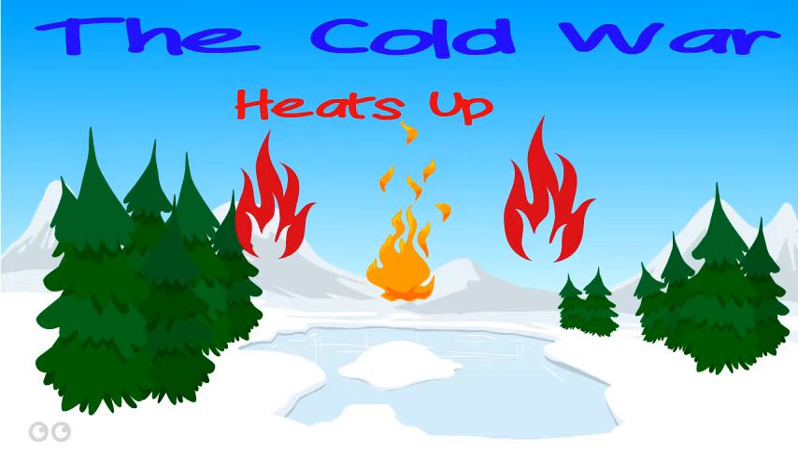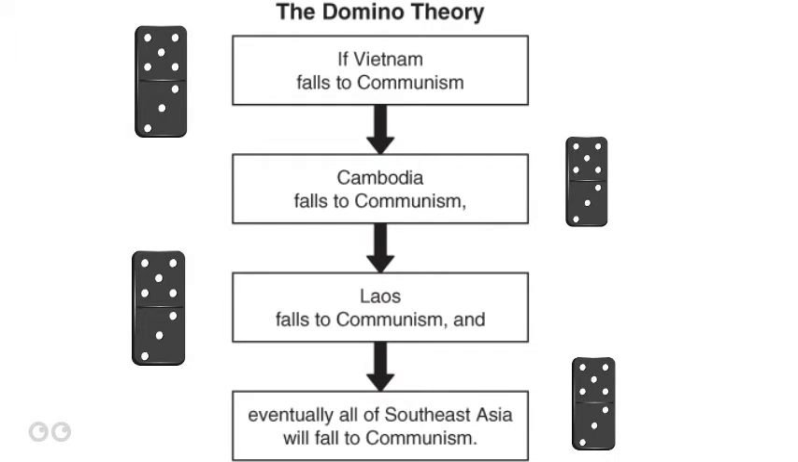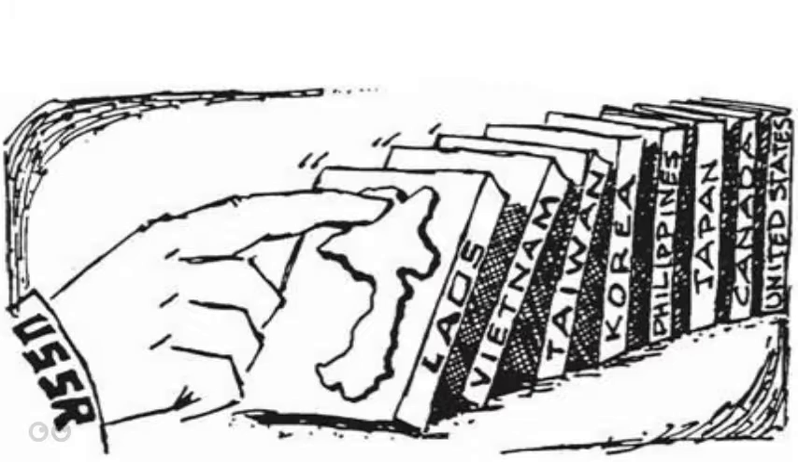The Cold War heats up, a presentation on theories, tactics, and conflicts during the Cold War. As we know, following World War II, the US and Russia began their animosity towards each other. What America feared was the spread of communism.